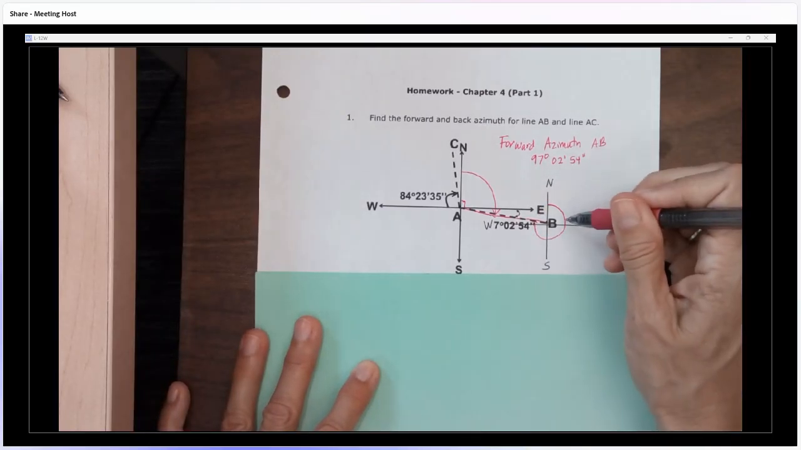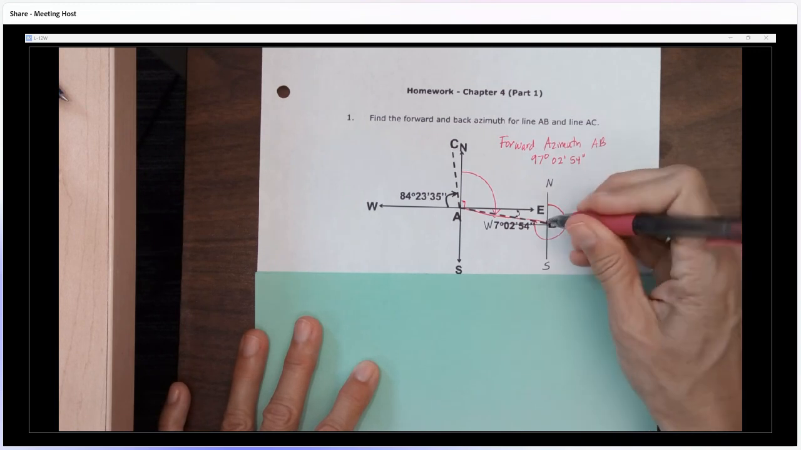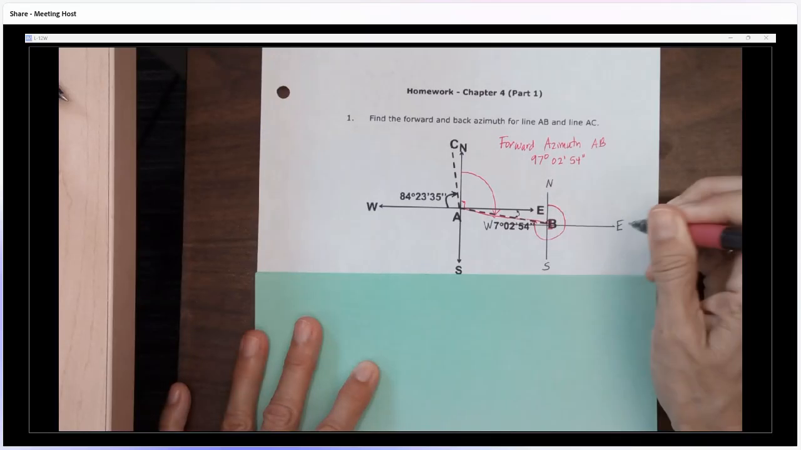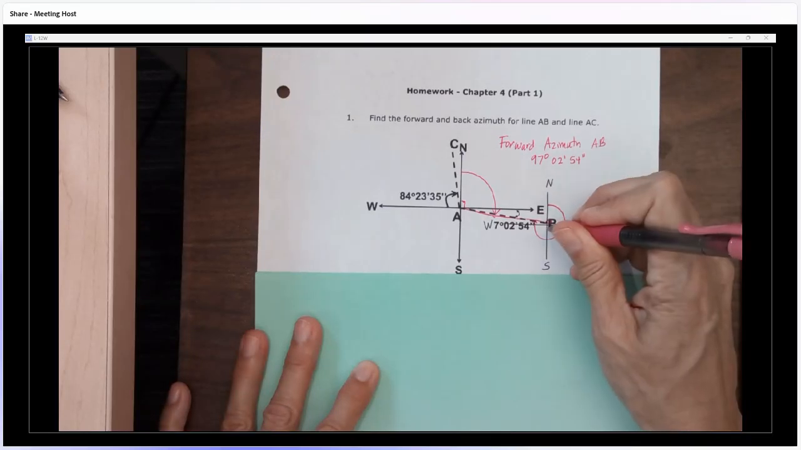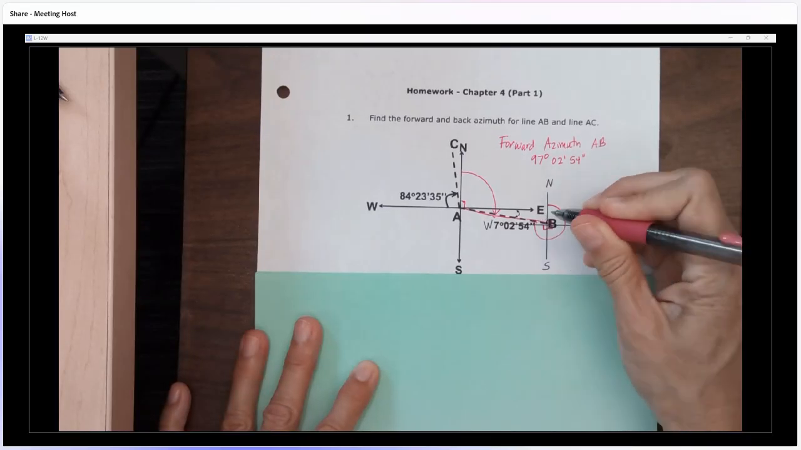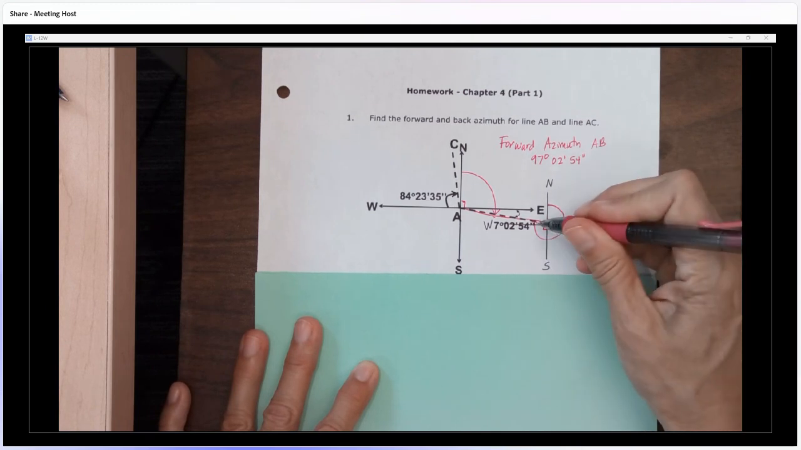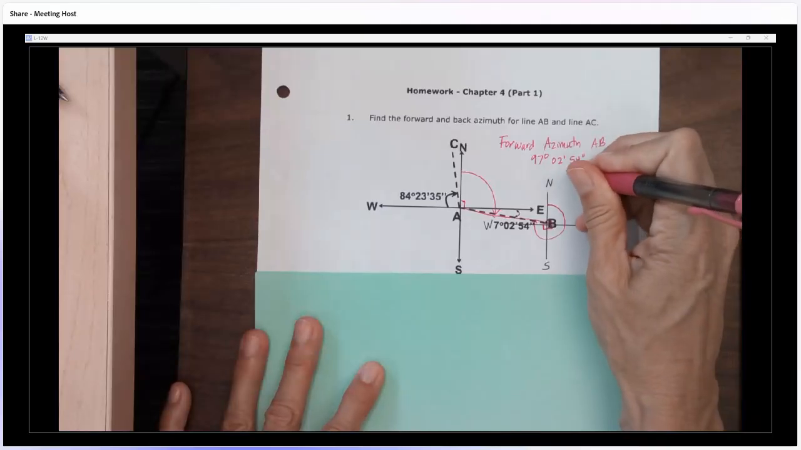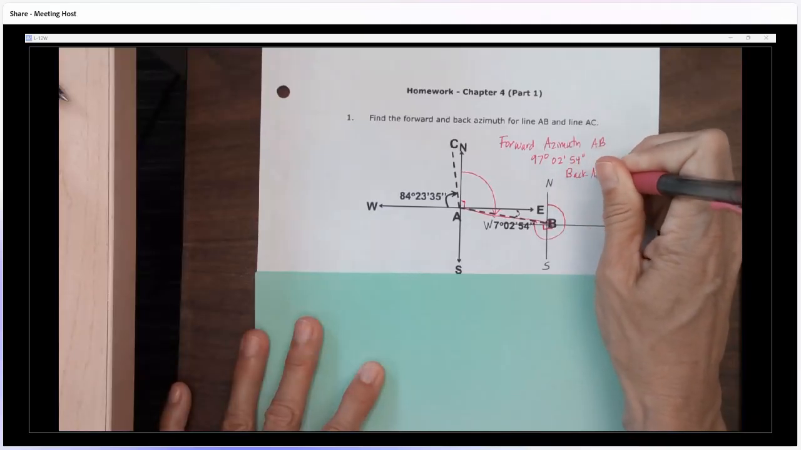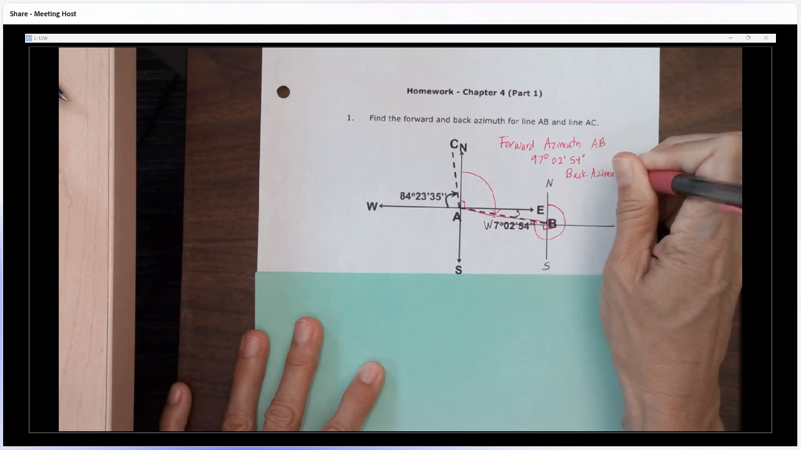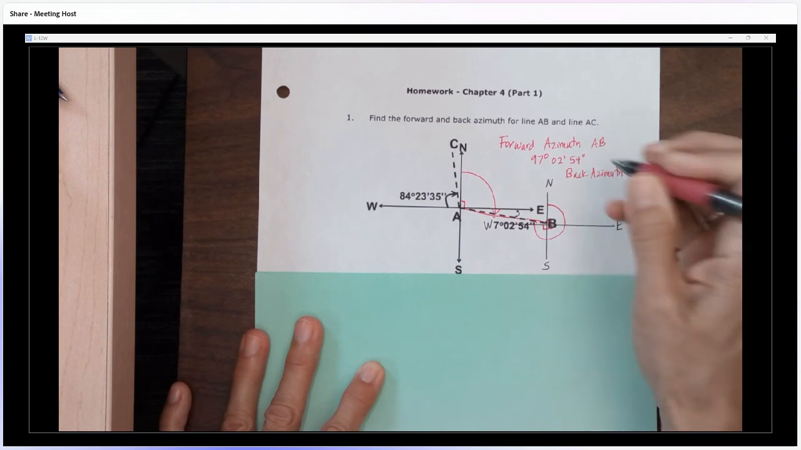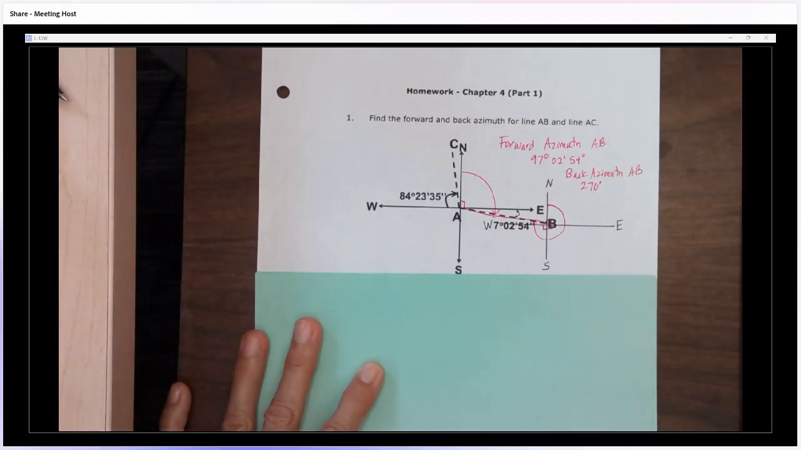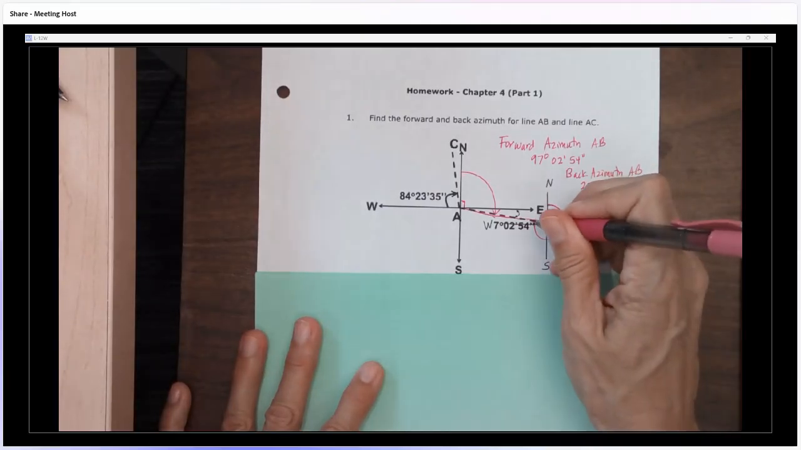So we can see from this picture that we're traveling through that first 90 degrees from north to east, the second 90 degrees from east to south, a third 90 degrees from south to west, and then just a little bit more to get up to the line. So that back azimuth AB is going to be that whole 270 degrees traveling through all of that. And then we have to figure out what that little piece is going to be.